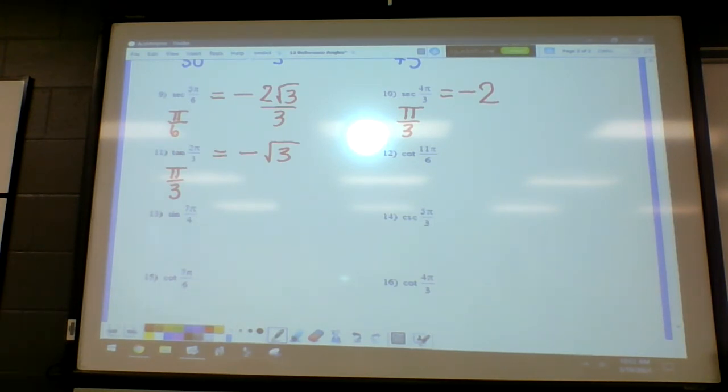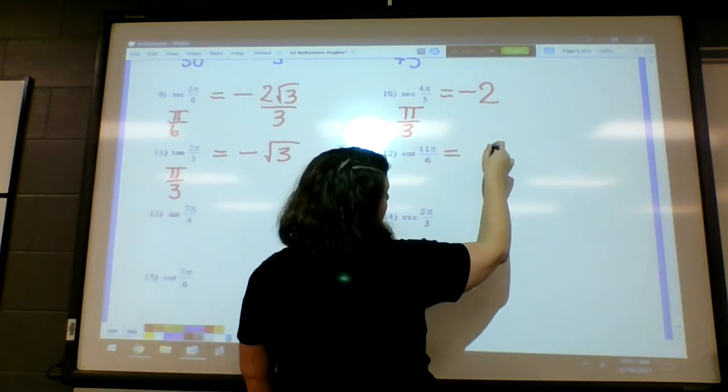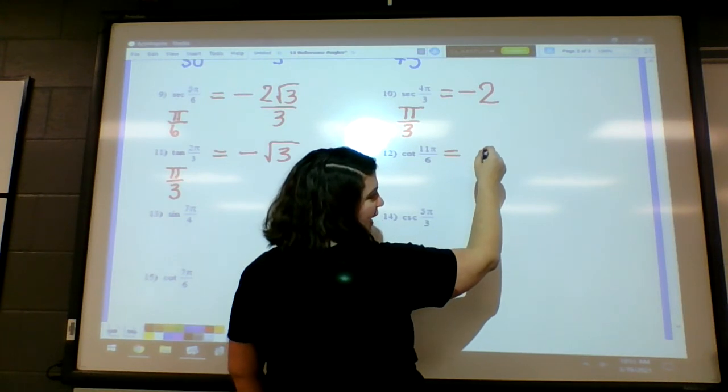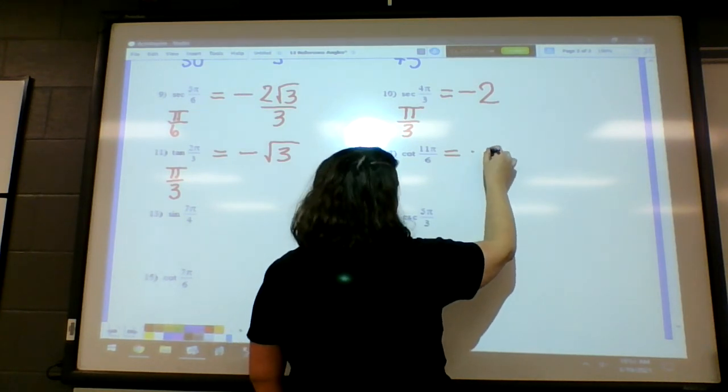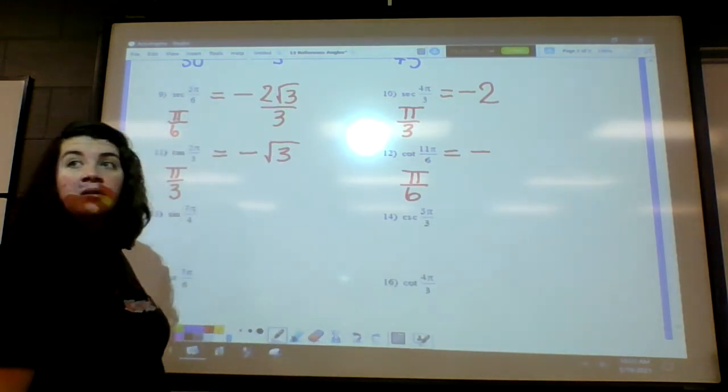All right, cotangent of 11 pi over 6. What quadrant is that in? That's in the fourth one, right? Because 11 pi over 6 is really close to 12 pi over 6, which would be 2 pi, right? So this is in Q4. In Q4, is cotangent positive or negative? It is negative, and your reference angle automatically is pi over 6.